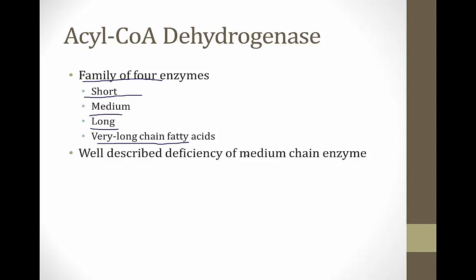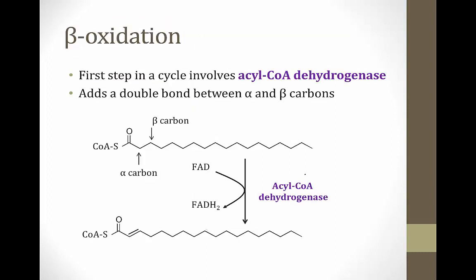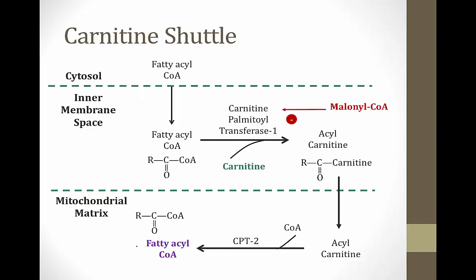And there's a well-described deficiency of the medium chain enzyme that you should know about for step 1. An MCAD deficiency is a medium-chain acyl-CoA dehydrogenase deficiency. This is an autosomal recessive disorder that results in poor oxidation of 6 to 10 carbon fatty acids. If we go back a couple of slides, this is the enzyme deficiency in an MCAD disorder. As a result, you cannot lop off acetyl-CoA molecules from the end of these medium-chain fatty acyl-CoA structures. If we go back to this slide of the carnitine shuttle, when you have an MCAD deficiency, you cannot perform further metabolism of fatty acyl-CoA.